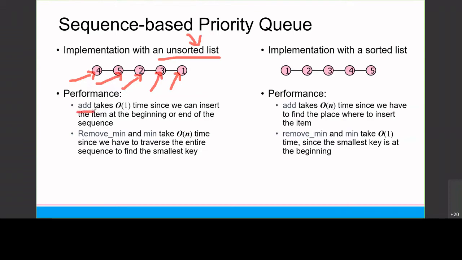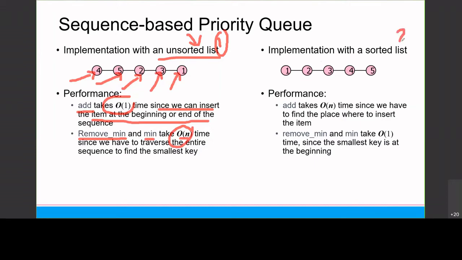So you can see here the performance of add: inserting a new value is O(1), since we can insert the item at the beginning or at the end of the sequence. Every time you insert, you don't think this will be affected. You can just put it in front, or at the end. However, when you want to remove the minimum, or check the minimum, it will take O(n). Why? Because you need to sort first. After you sort, you will remove the minimum. So it will take O(n) to check where the smallest key is. That's the first, the unsorted list.